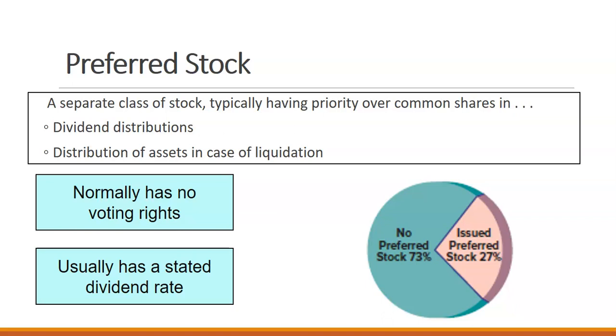Of the corporations that are in existence, only about 27% have preferred stock available. So not all companies issue preferred stock.